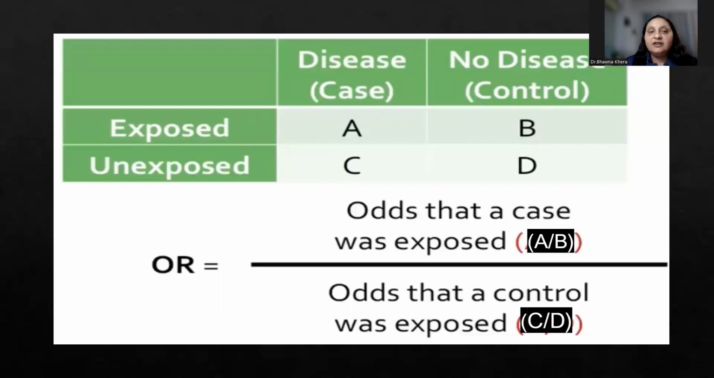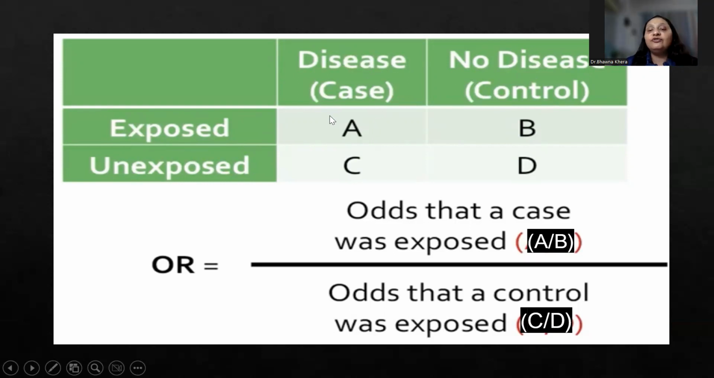Now let's take this chart. Again, there are exposed and unexposed. Some people develop disease and some people did not develop disease. Now we are taking case control studies, so we are taking two populations. One is the case population, one is the control population. For example, I'll talk of smoking and lung cancers. We took 100 cases of lung cancer and we took 100 cases of no disease, normal people. Then we looked at how many were smokers and how many were non-smokers.